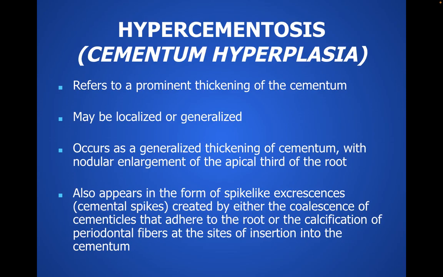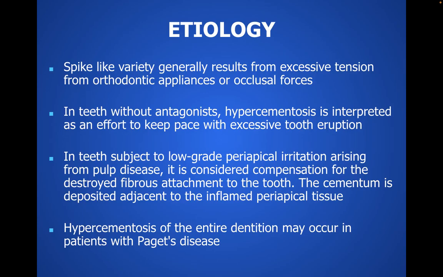It also appears in the form of spike-like excrescences, which are called cemental spikes, created by either the coalescence of cementicles that adhere to the root or the calcification of periodontal fibers at the sites of insertion into the cementum. So what is the cause of this cemental hyperplasia?